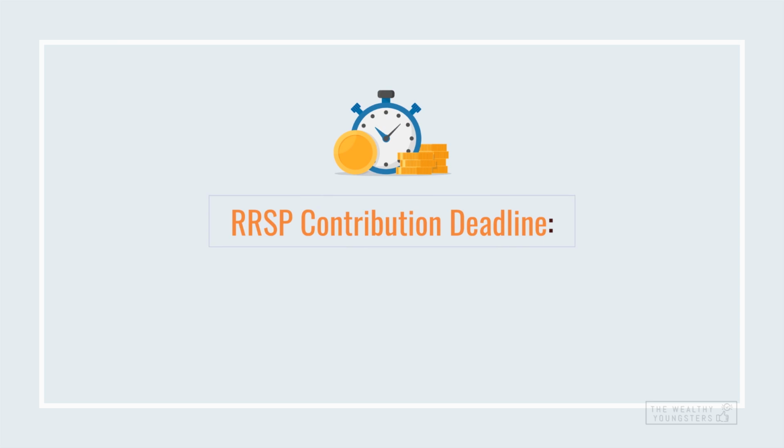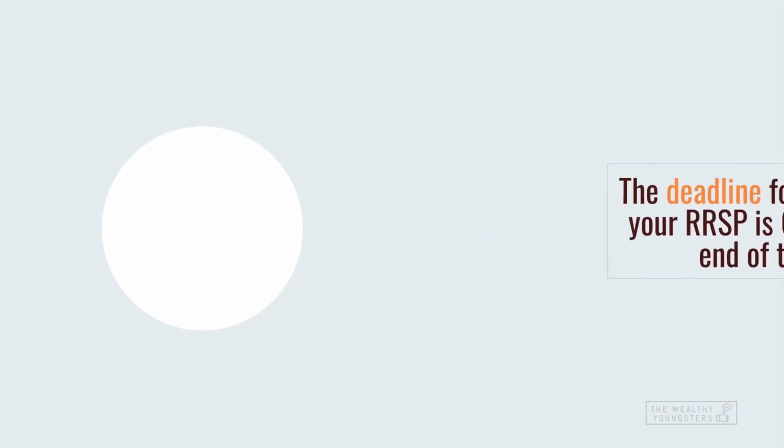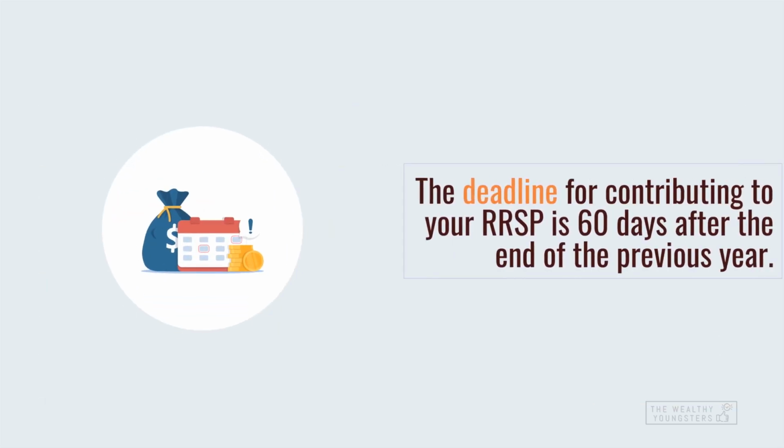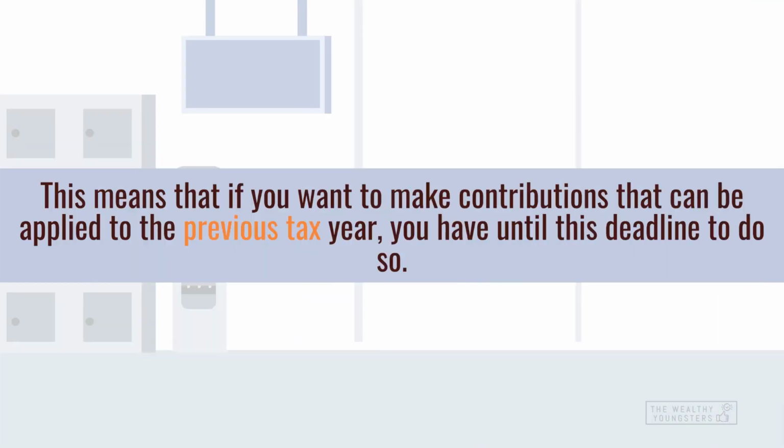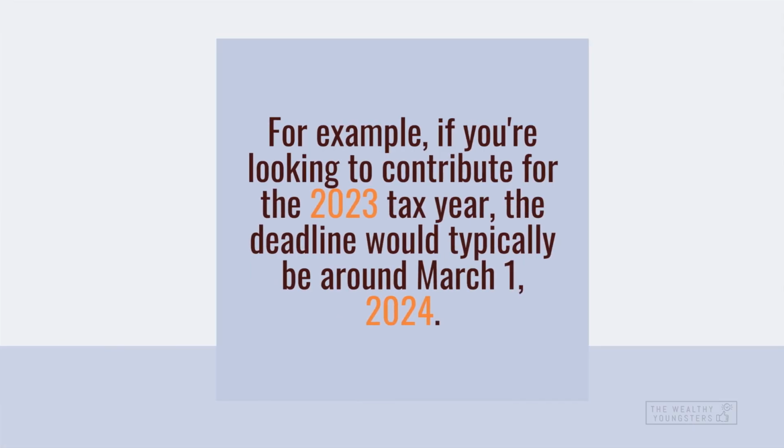RRSP contribution deadline. The deadline for contributing to your RRSP is 60 days after the end of the previous year. This means that if you want to make contributions that can be applied to the previous tax year, you have until this deadline to do so. For example, if you're looking to contribute for the 2023 tax year, the deadline would typically be around March 1, 2024.